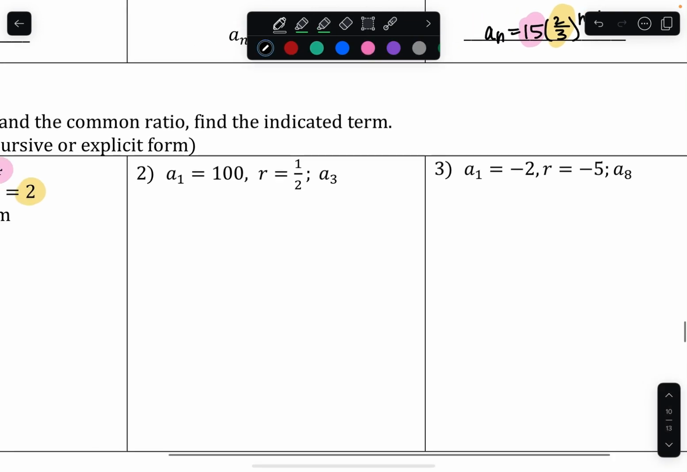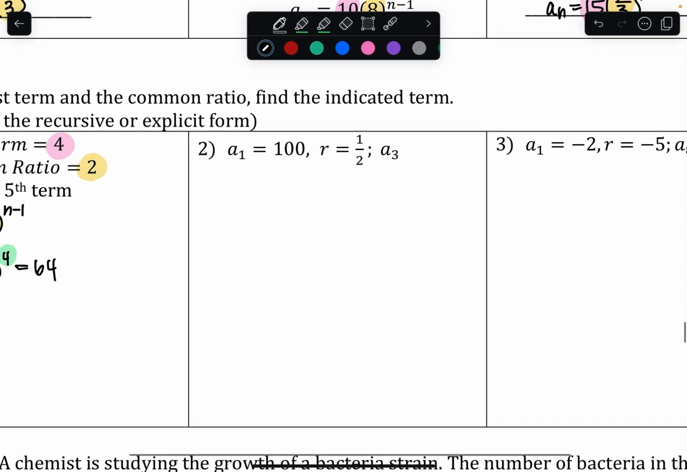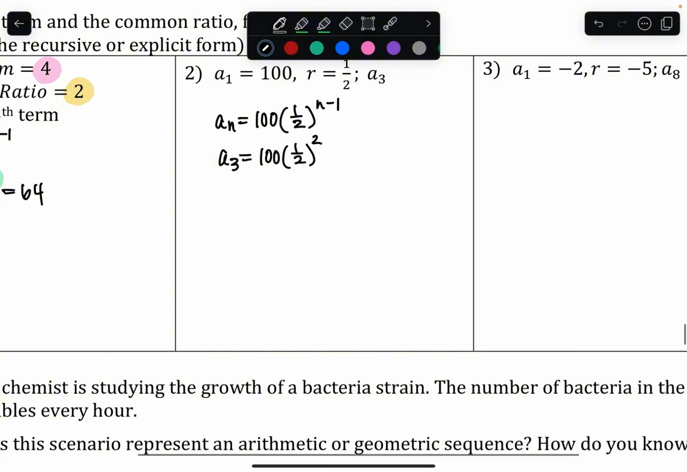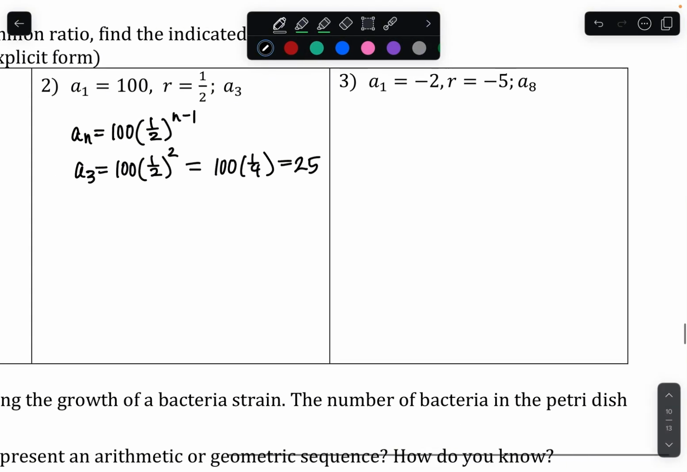Right, here our first term is 100 and our common ratio is 1/2. So my explicit form would start with the 100 and it would multiply it by 1/2 n minus 1 times. So for the third term, we would take 100, multiply it by 1/2 twice. Okay, we know 1/2 squared is just 1/4. 1/4 of 100 is 25, but of course you can type it in if you have a calculator.